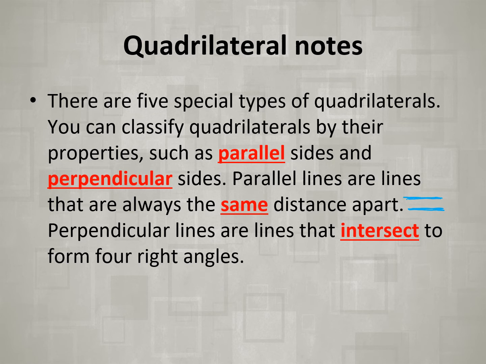Perpendicular lines are lines that intersect to form right angles. So when I think of perpendicular, I think of an upside down T. These lines cross and make a right angle. Okay? So these are my lines here. This is my line and this is my line. They intersect at this point right here and they form a right angle. Those are called perpendicular lines.